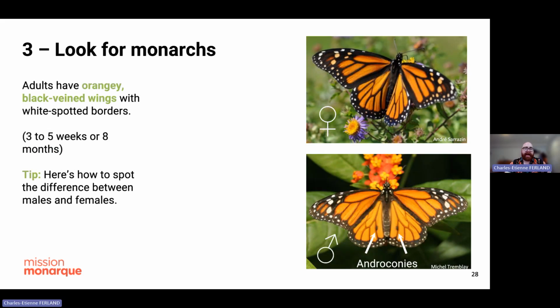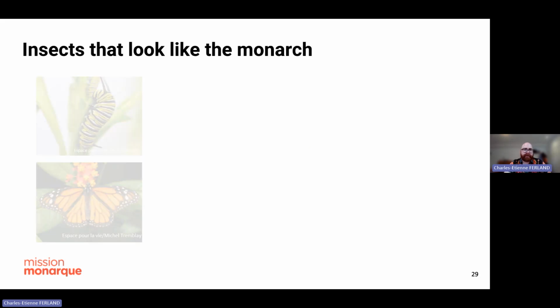Then we have the adult monarch butterflies, which are orangey, black-veined wings with white spotted borders. They will live from 3 to 5 weeks or 8 months if they are the migratory generation. And here's a tip to spot the difference between the males and the females. The males have 2 spots on their hind wings, whereas the females do not.